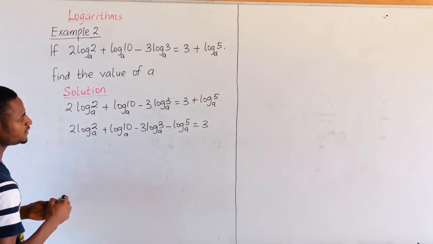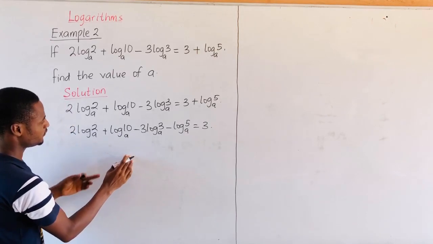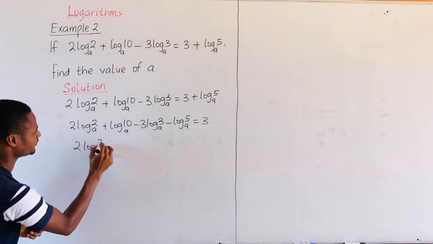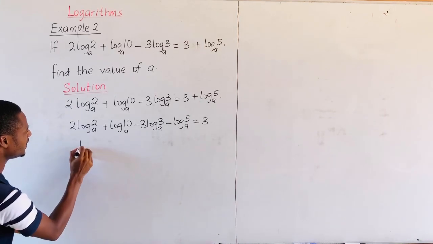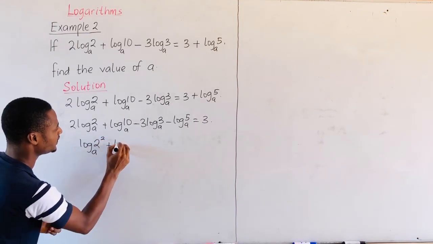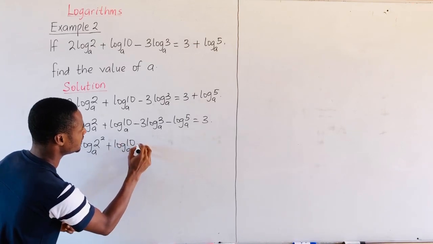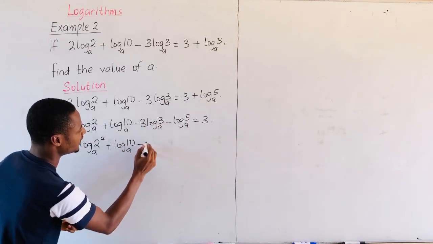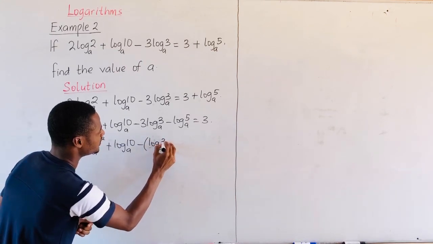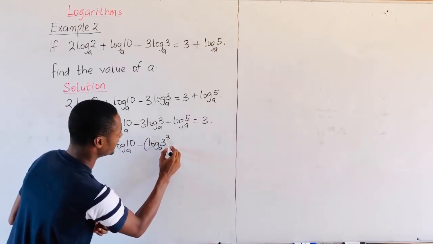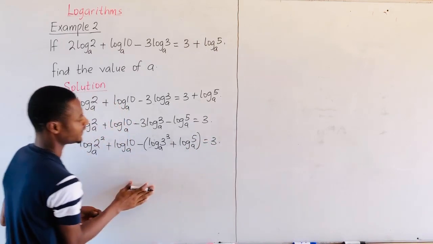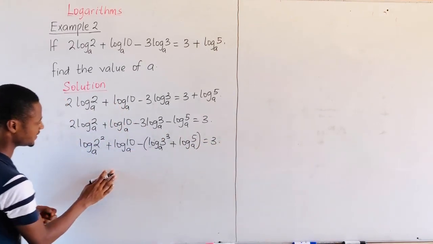Now let's simplify using the laws of logarithm. We can put the negative numbers together and that will give us log 2 raised to the power 2. This is the third law of logarithm. Plus log 10 to the base a minus, we want to factorize the negative out so that in the bracket we will have log to the base a of this, still applying the third law, plus log 5 to the base a is equal to 3. We have factorized the negative outside.